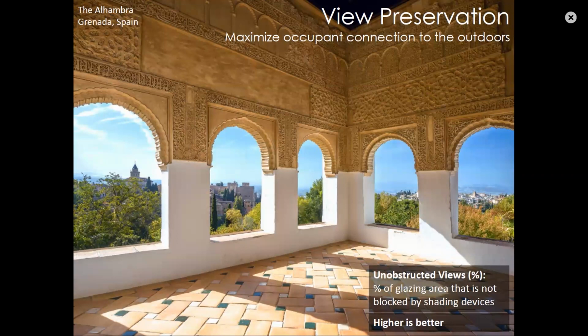View preservation is the ability to maintain exterior views to provide occupants with a connection to the outdoors. And views are maintained in two ways. First is opening the shades more often for unobstructed views. And the second way is to select a fabric that allows views through while closed.